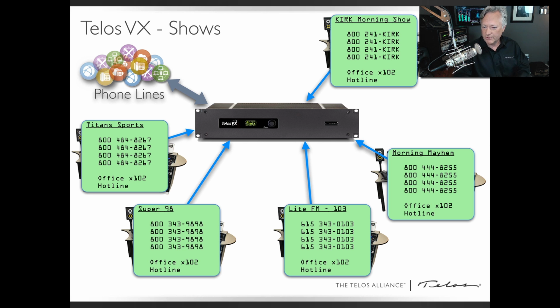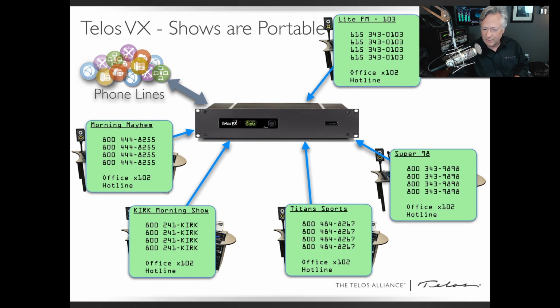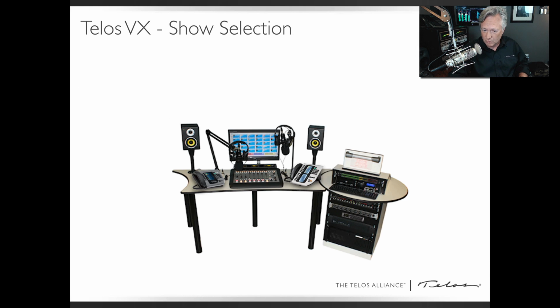So I've got the Kirk Morning Show. The Morning Mayhem is in another studio. The Light FM 103 is in another studio. Super 98 there, and over on the left there's Titan Sports for that show. Now, not that you'd ever play musical chairs with your shows, but you could. You could just move these shows around by requesting which show is active in which studio. Oh, and by the way, the same show can be active in several studios. You can have the same lines appear in several studios if you want to.